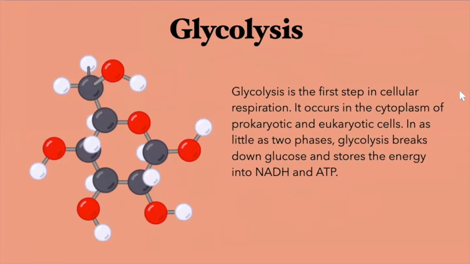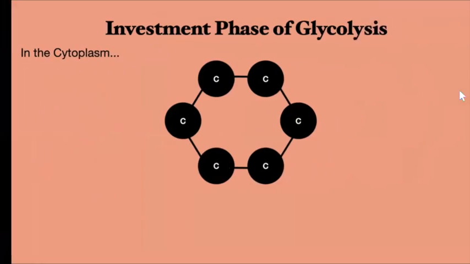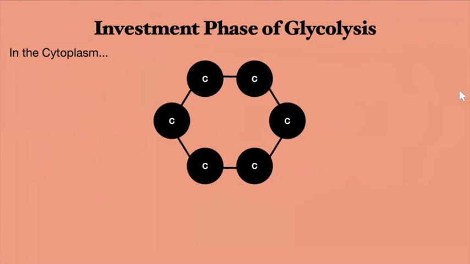The first step of cellular respiration is glycolysis. This process occurs in the cytoplasm of both prokaryotic and eukaryotic cells, and in as little as 2 phases, the system breaks down glucose into pyruvate and stores the energy from the bonds in NADH and ATP. So in the cytoplasm, this is called the investment phase.